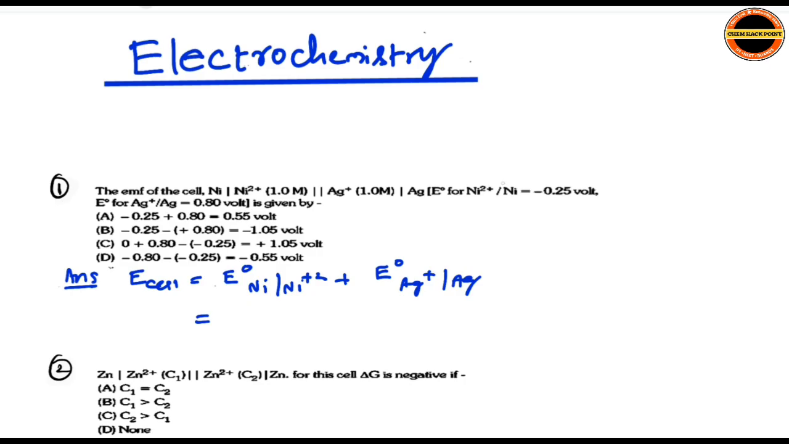But see here, what they gave for Ni2+ to Ni is the reduction potential, while what we wrote here is the oxidation potential. Whenever we write a reduction potential in terms of oxidation potential, the sign changes. So 0.25 plus 0.80 is equal to 1.05 volt. Then the answer should be C.